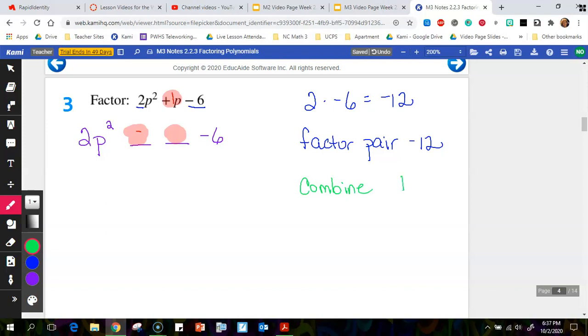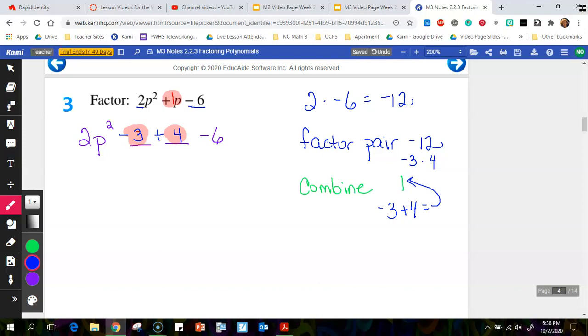Okay, so let's think about factor pairs for negative 12. I'm thinking 3 and 4. One has to be negative, one has to be positive for it to be a negative. So it's going to be negative 3 times positive 4, right? And negative 3 plus 4 would equal that 1 right there that I need. Those are the numbers that are going to go in these red clouds right here that I have over here. So minus 3 and plus 4.